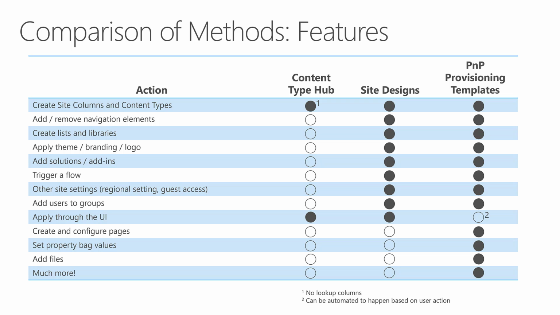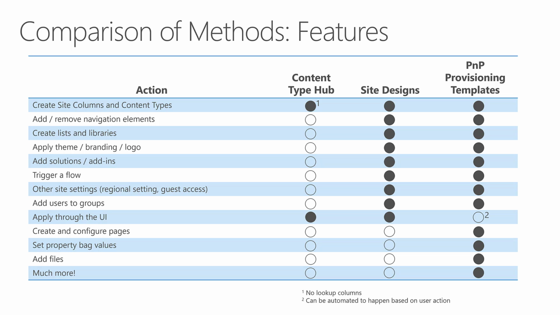Creating lists and libraries, again, the same. Those two would let you do this. Applying themes or branding or a logo, either site designs or PnP provisioning templates will do those. Adding solutions or add-ins. So if you have a solution deployed to the app catalog, you can attach that solution to a new site, either with site designs or provisioning templates. You can trigger a flow, so that's an entry point into the do anything else, and you can do that from both of those mechanisms.